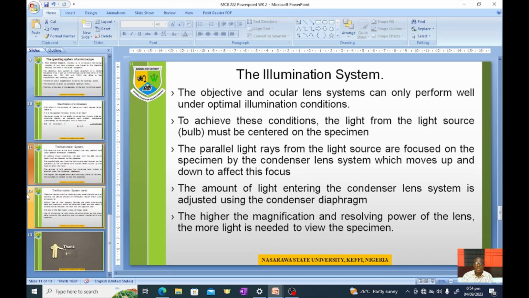Now with this, we come to the end of today's lecture 2, with the understanding that the microscope is an indispensable instrument, and how best it can give results has to do with the maintenance and how well the person handling it knows how to go about using the instrument.